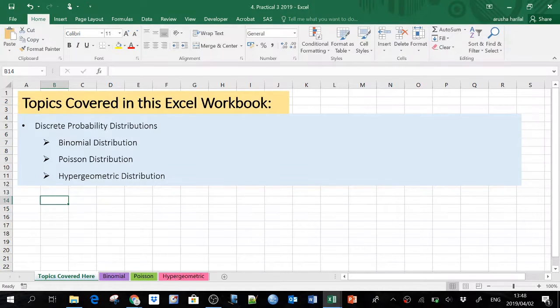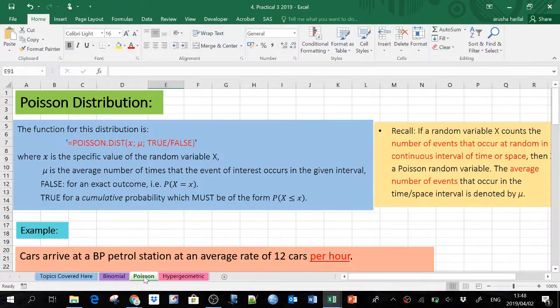The second video now deals with the Poisson distribution. So let's go ahead and click on the worksheet tab that says Poisson. Again, a quick recap. Poisson distribution.